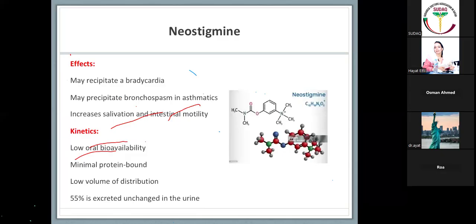So neostigmine may precipitate bradycardia, okay, because it increases the concentration of acetylcholine. It also might precipitate bronchospasm in asthmatics, okay. It might increase salivation and intestinal motility. It has a very low oral bioavailability. It's minimally protein bound, has a low volume of distribution, and 55% is excreted in urine unchanged.